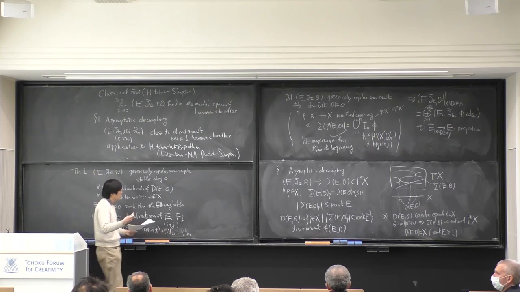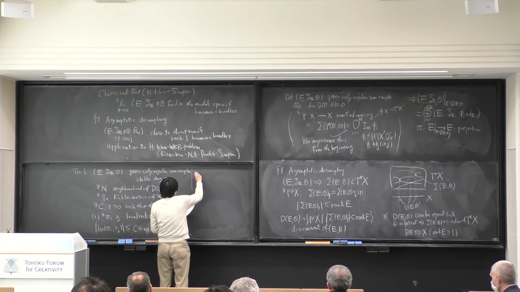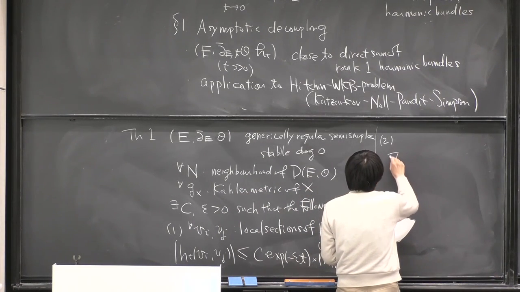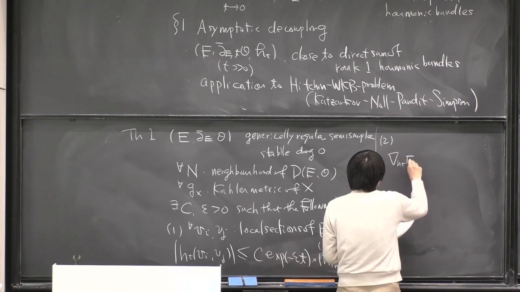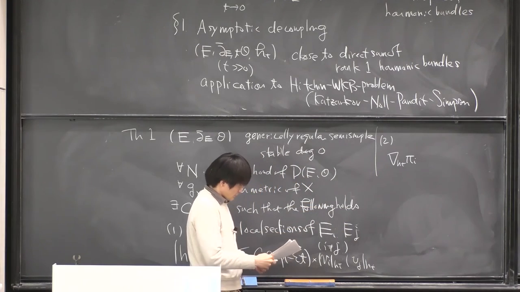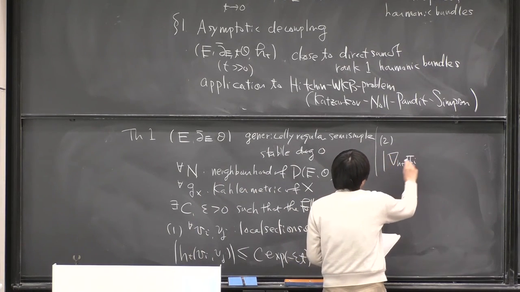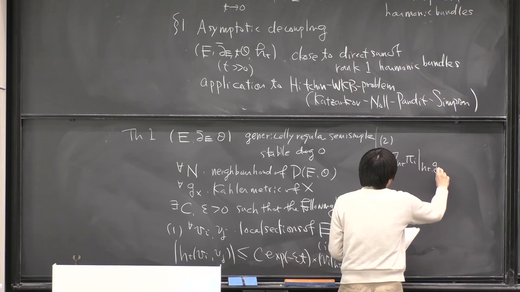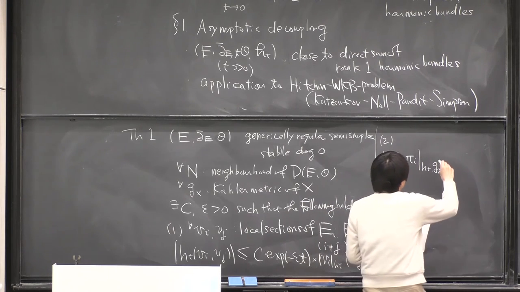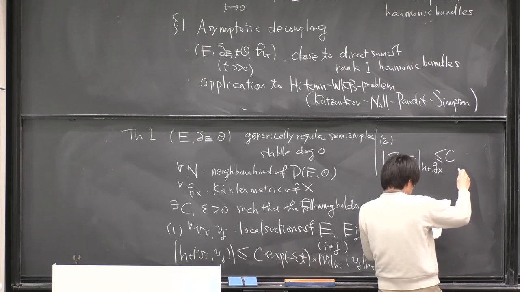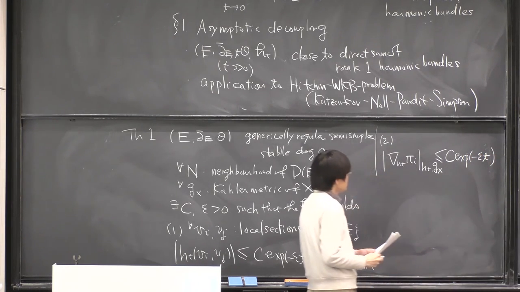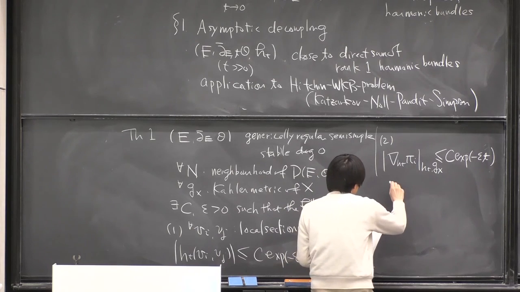And we also have the estimate for derivatives. For instance, if we take the derivative of the projection with respect to the Chern connection of h_t, then its norm with respect to h_t and the K algebraic of X is dominated by C times exponential of minus epsilon t. And we also have the estimate for higher derivatives.